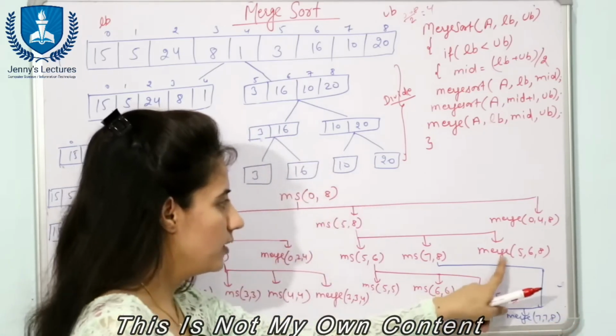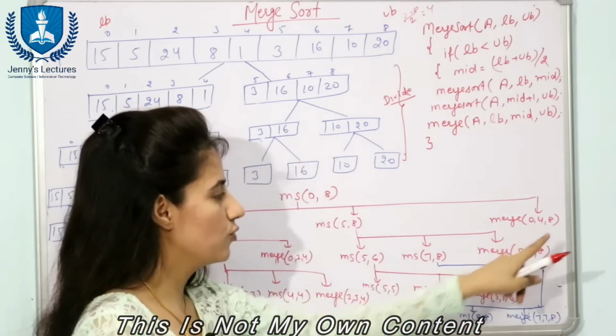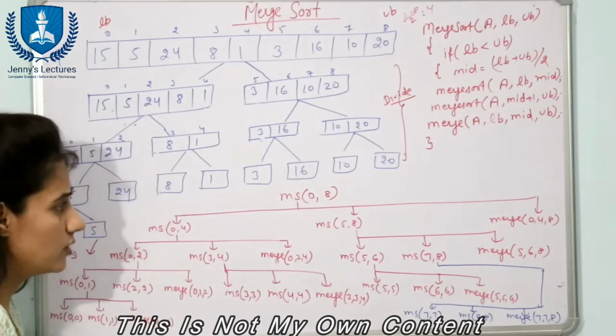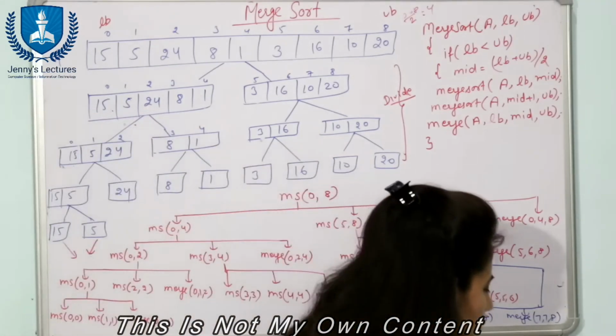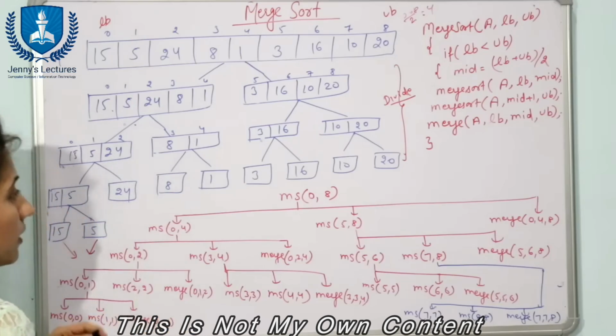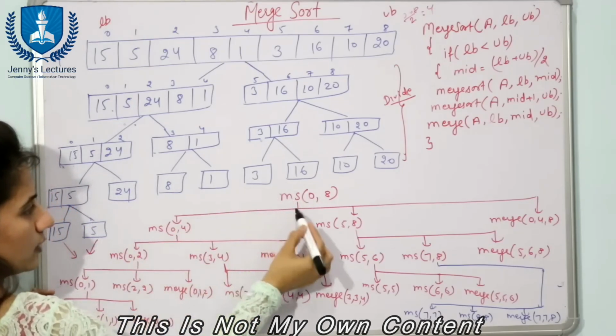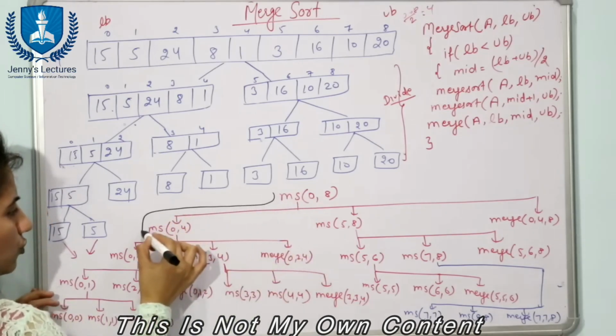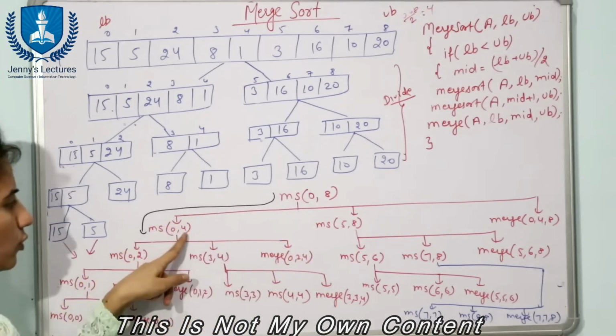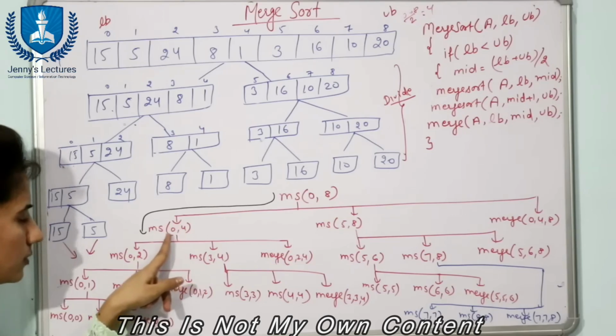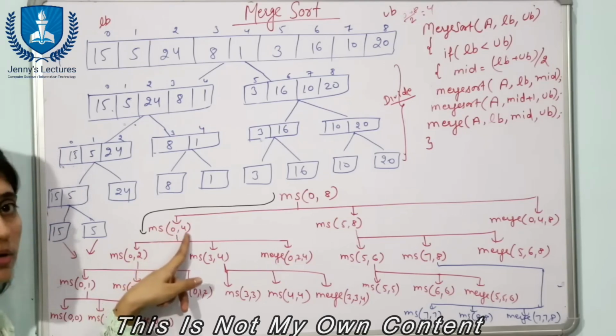and finally merge 5, 6, 8, and finally merge 0, 4 and 8. So this is the recursive tree. Now how is this going to be called? See, first of all, merge sort of 0 to 8. Here the first call would be to this function 0 to 4. We are going to first of all call the merge sort on 0 to 4.